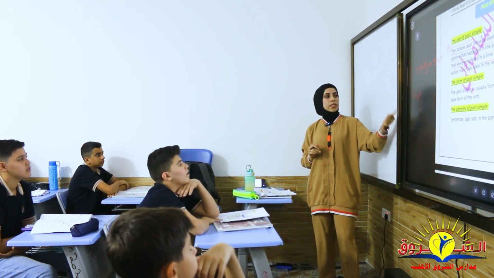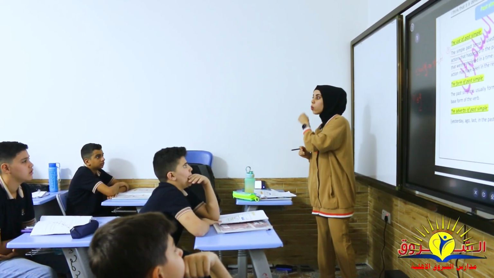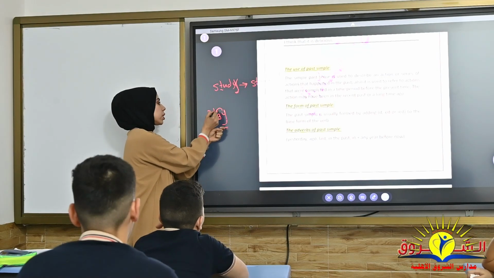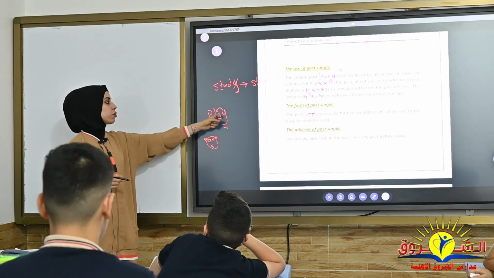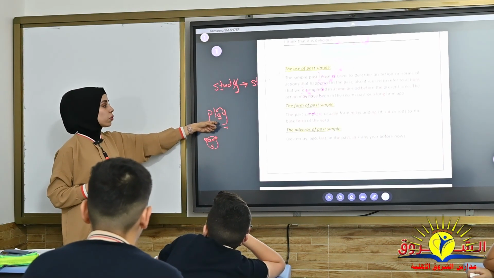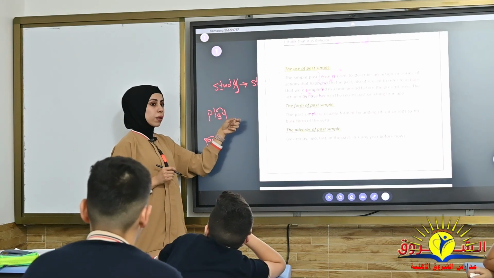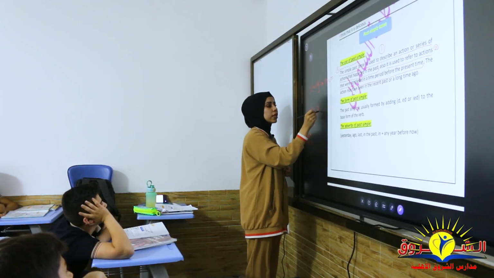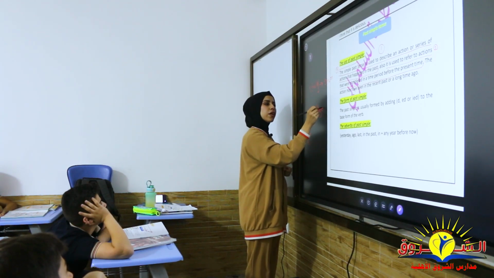So the rule said if the verb ends with y, okay? And before it we have a vowel letter, which means حروف العلة. So if the verb ends with y and before it we have a vowel letter, if you want to make it in the past form, you have to keep it the same, don't change anything. Okay? And then add ed.